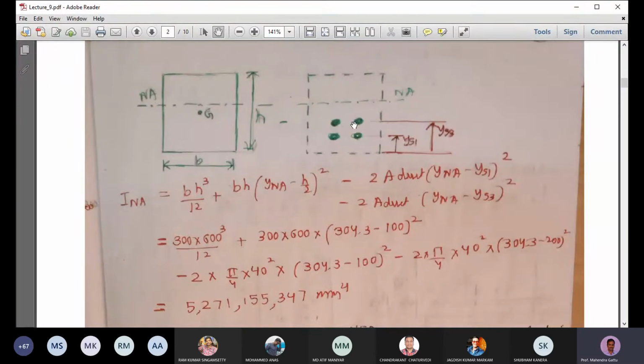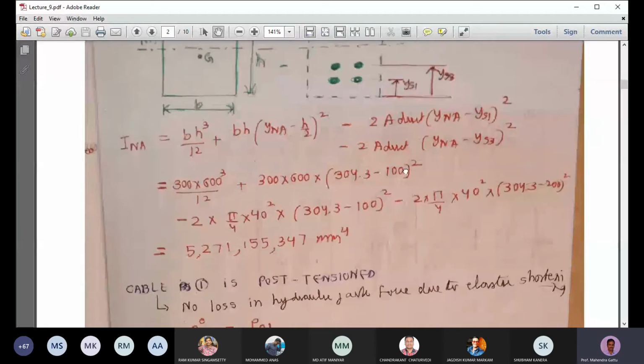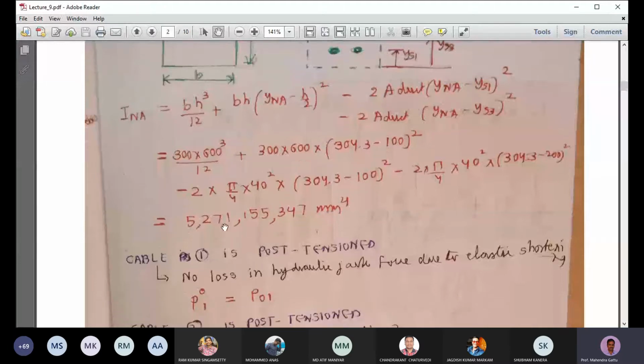So it will be 2 times area of duct hole into (y neutral axis minus ys1) square, and minus 2 times area of duct hole into (y neutral axis minus ys2) square. So we are calculating the distance from the centroid to the neutral axis, this distance and this distance, and we can find that I neutral axis. If you plug in the numbers, B 300, H 600, and neutral axis 304.3 minus 100, and area of duct pi by 4 into diameter square, into (y neutral axis minus ys1), and here (y neutral axis minus ys2) whole square, we're getting around 5271.155 into 10 power 6 millimeter power 4.